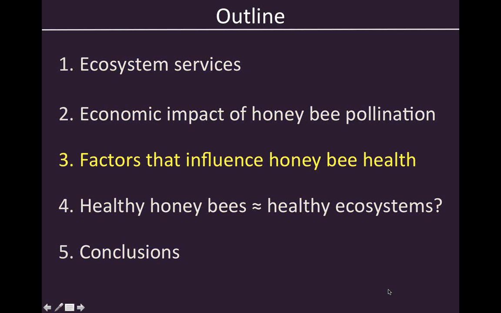So last week we mentioned what ecosystem services are and the economic impact of honeybee pollination and pollination services that are done by honeybees in not just the U.S. economy, but also the global economy. So today we're going to talk about factors that influence honeybee health, and that includes also the problems associated with agrochemicals like neonicotinoid systemic insecticides.